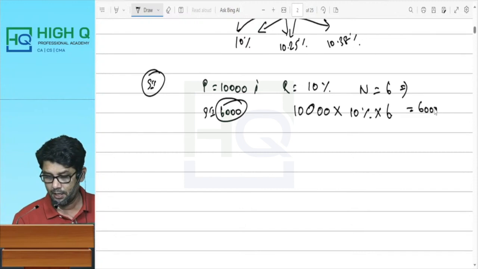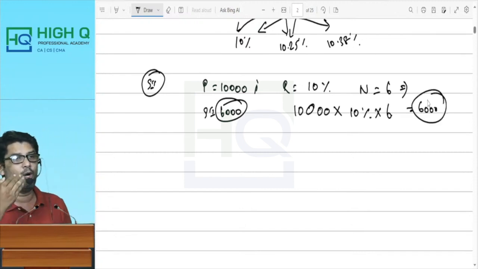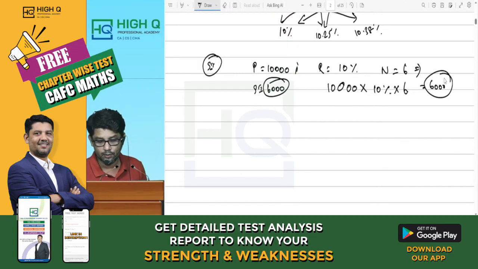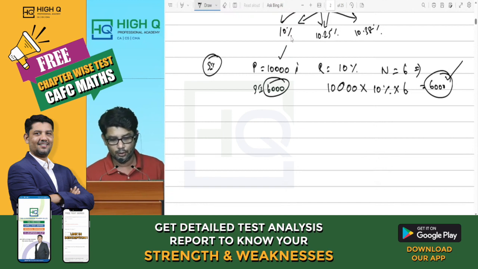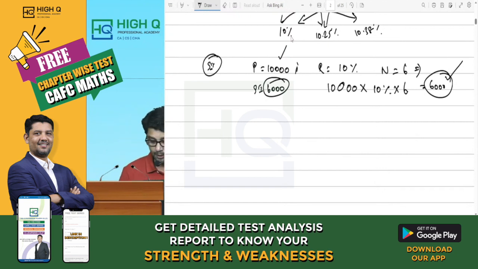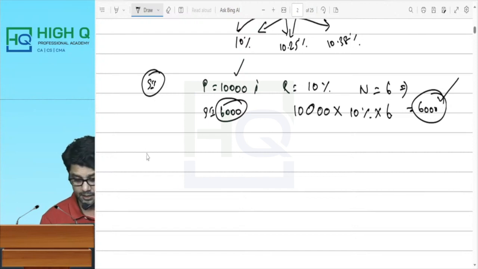In case they ask you to find out the amount, what will you do? Sir, 6,000 plus 10,000 will be our amount. Is that right, my dear? So the final amount is going to be 16,000 rupees. Please remember this first. This is the way you calculate simple interest.